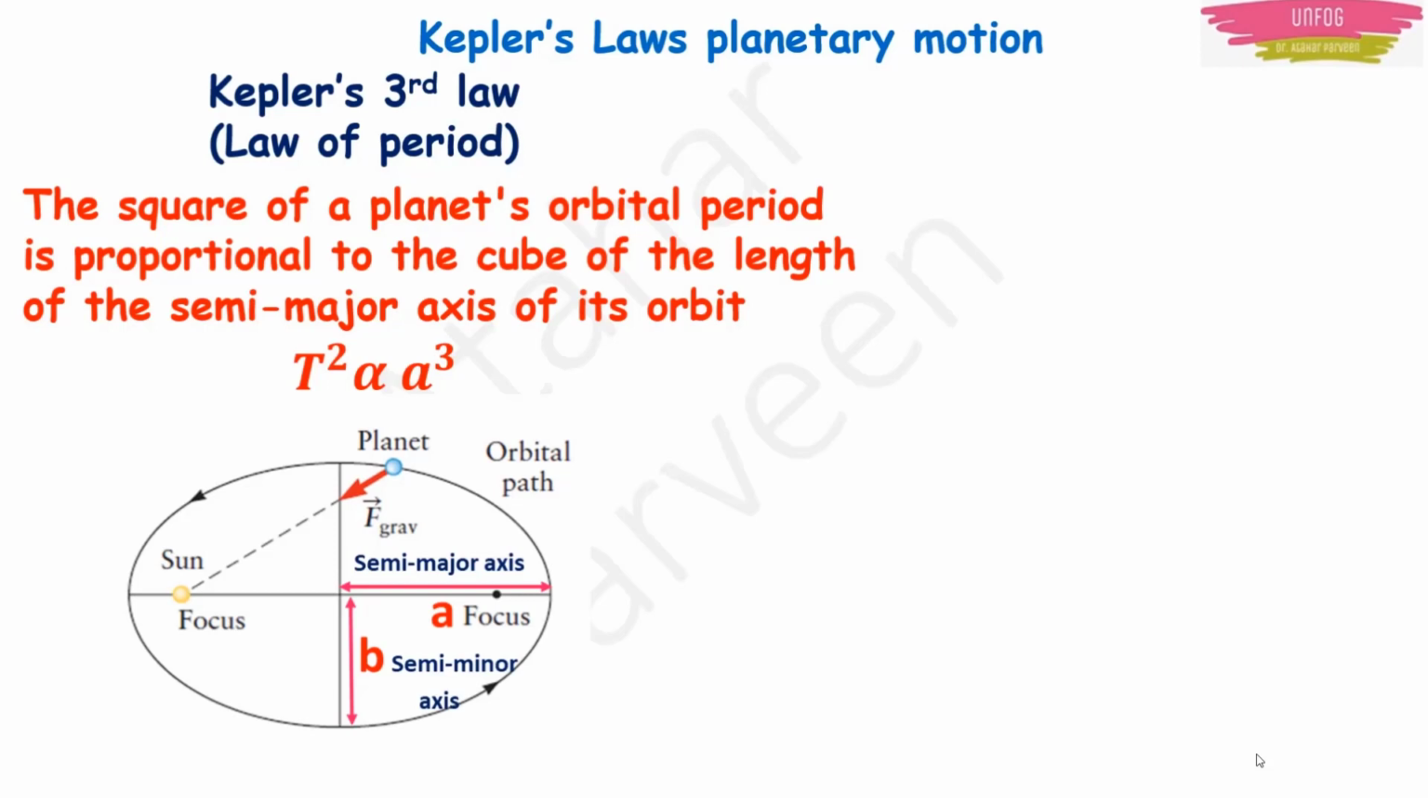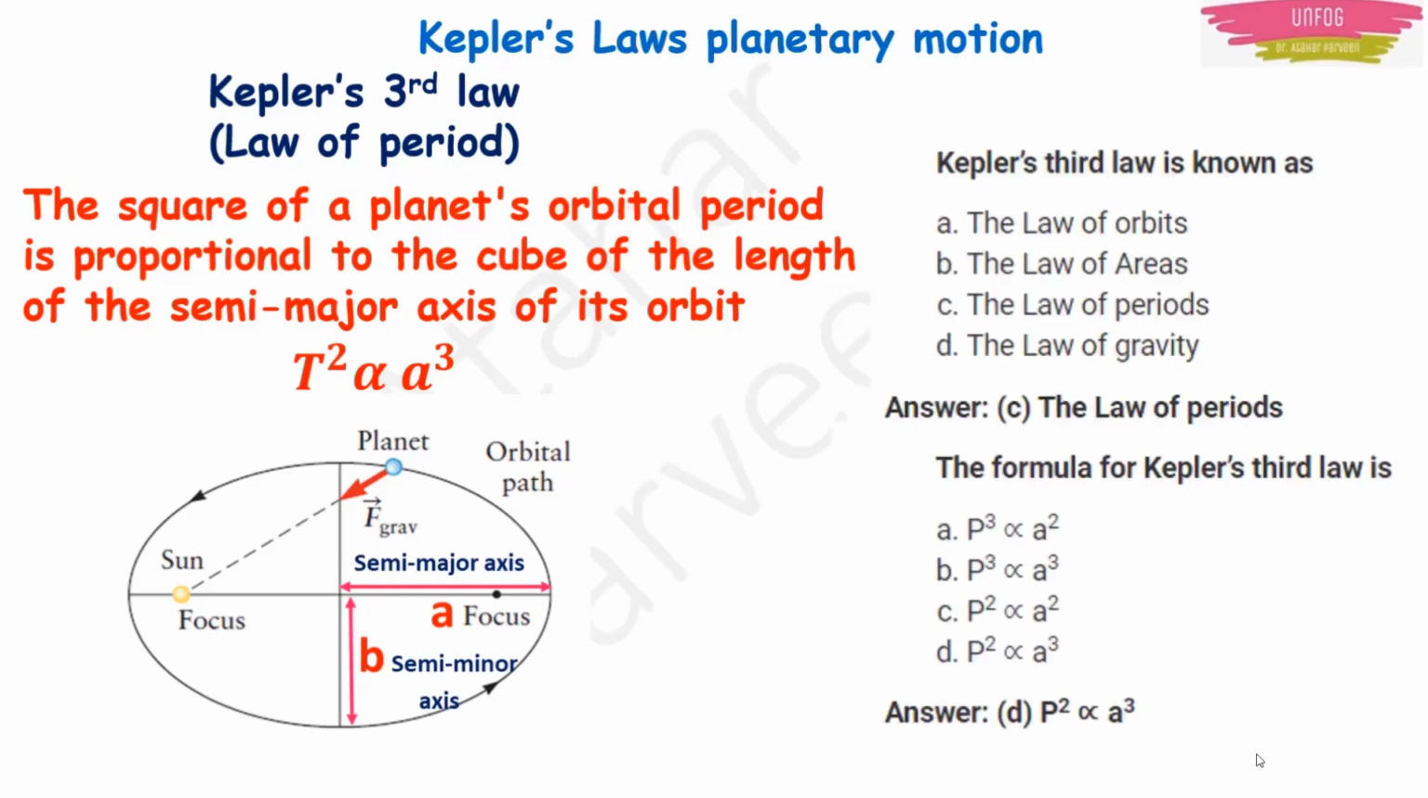So this Kepler's third law is commonly known as the law of periods. Questions based on this could be like this: Kepler's third law is known as the law of periods, or the formula of Kepler's third law is, for period they have given P, no problem, so P squared is proportional to A cubed. I have made this lecture particularly based on your syllabus. I am sticking to the syllabus because we have very little time. We don't want to waste our time, so we will stick to the syllabus and prepare as much as possible.